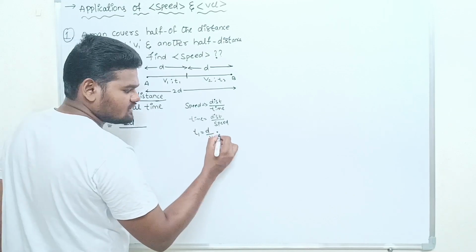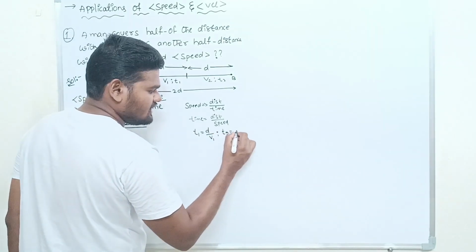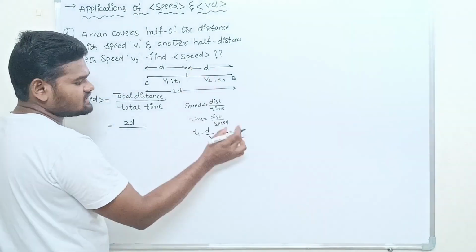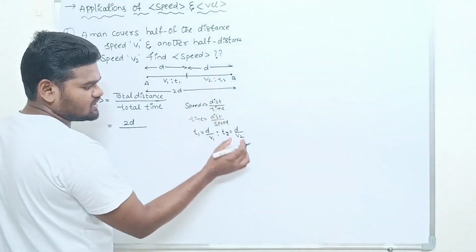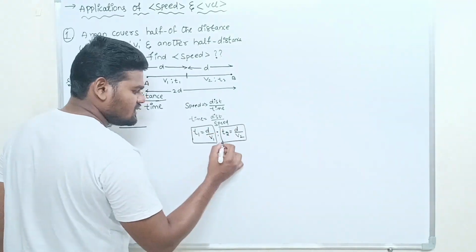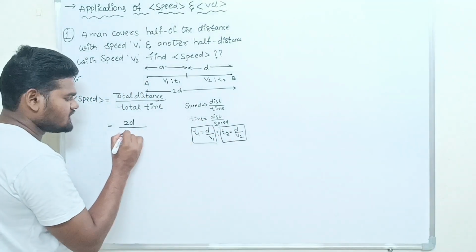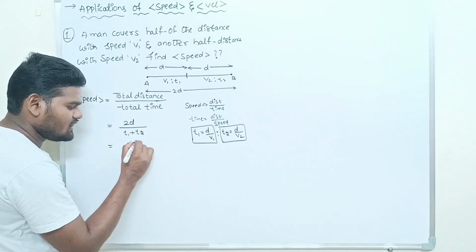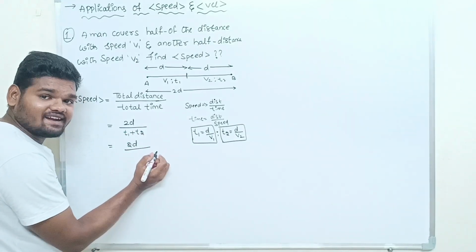Are you getting it? Any difficulty? T2 is equal to what? D by V2. Again the half of the distance is D, and the remaining velocity is V2. So we got the formula for T1 and T2. So total time is how much? T1 plus T2. So from this we can write 2D by, are you getting any doubts?